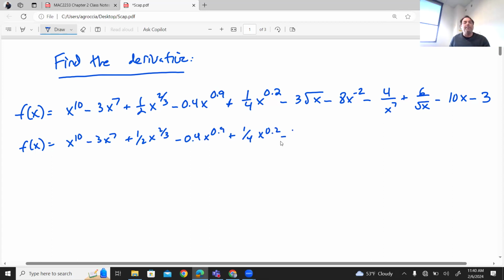So for example, -3 square root of x. Instead of square root of x, what can I call it? X to the 1/2. The next one is okay. But here, see the x to the 7 is in the denominator. When I move it up, it's going to be x to the -7. And then this one, we have 6 over the square root of x. Well, we just said that the square root of x is x to the 1/2. When I move it up, it's going to be x to the -1/2. And then the last two are okay.